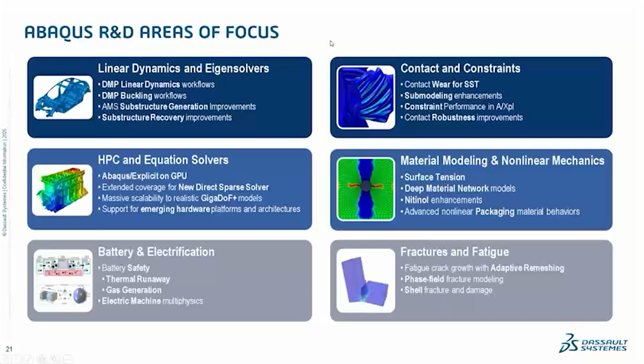So just to summarize, or going back to the conclusion, I know I'm running out of time. We talked about the eigensolver, we talked about the contact and constraints. You can model contact aware, you can do the global bonding, and then HPC and equation solvers, material modeling. We talked about the paperboard, the rubber, the piezoelectric. I didn't talk about the fracture and fatigue, but if you have any of those, the adaptive remeshing is also one of them. And battery and electrification, that's a whole new subject where we are doing a whole lot of enhancements.